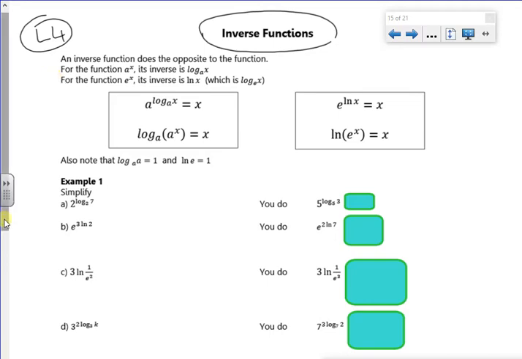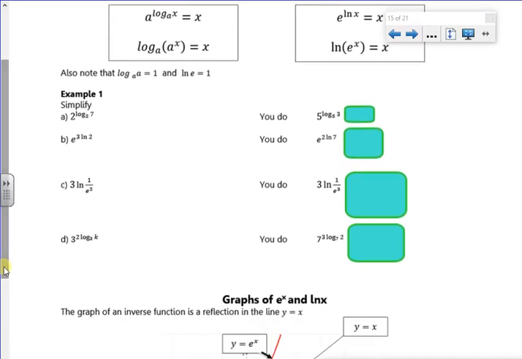Right, so let's have a look at this then. If you look, the log and the base are both the same, so they cancel each other out. So that's a 7. Ln is log to base e. They kind of cancel each other out, but before I do it, I've got to deal with this 3. So I've got to write it first of all as ln 2 cubed. So the e and the ln cancel out now, and I've got 2 cubed, which is just a base.